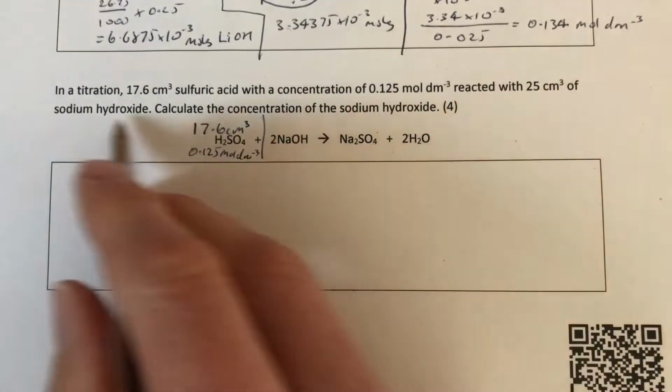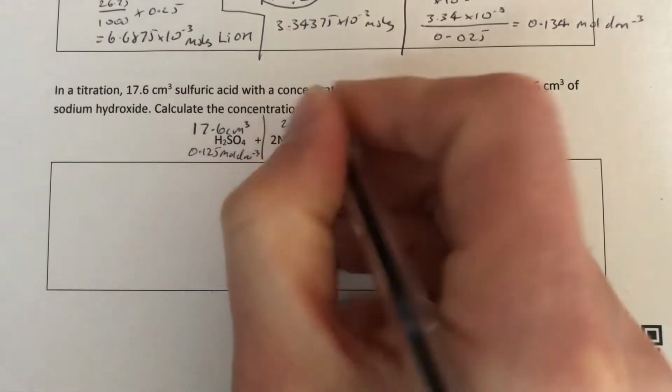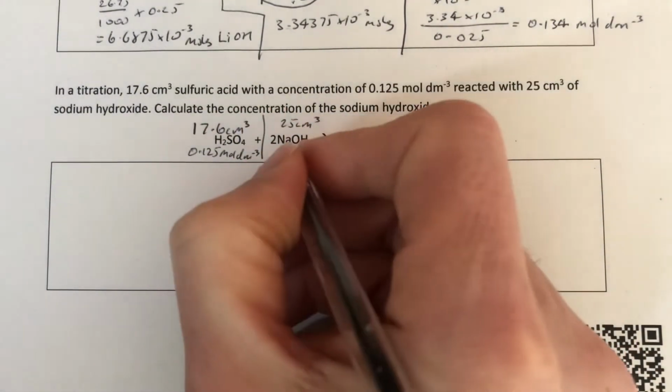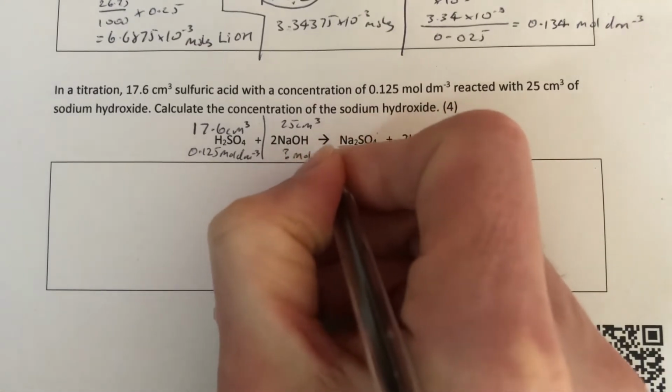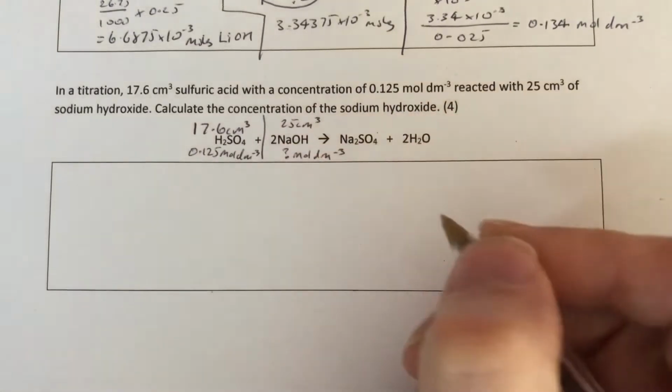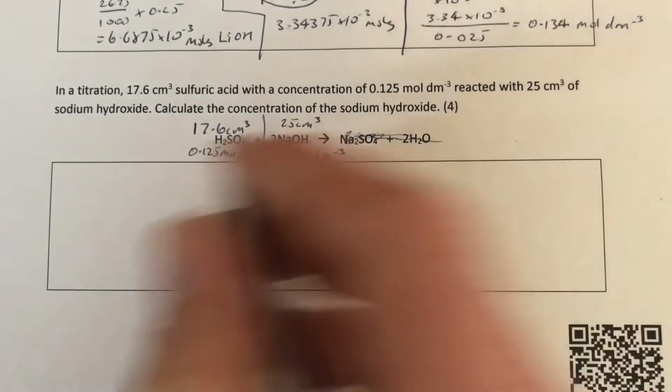It reacted with 25 centimetre cubed of sodium hydroxide. So we've got 25 centimetre cubed of sodium hydroxide, and we're calculating the concentration, so that's our question mark mole per decimetre cubed, the concentration of sodium hydroxide. And cross out the other bits here, we're not interested in those in this question.